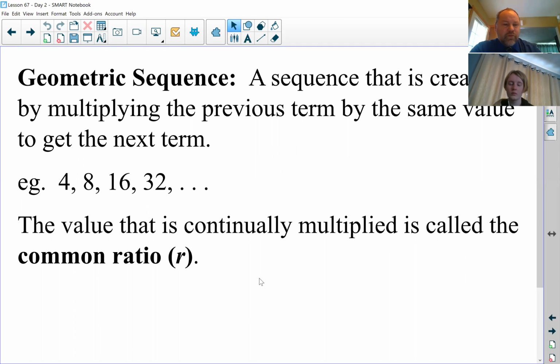The value that you multiply by is called the common ratio and is shown by the letter r. It can be found by taking any term and dividing by the previous term to find that common ratio.